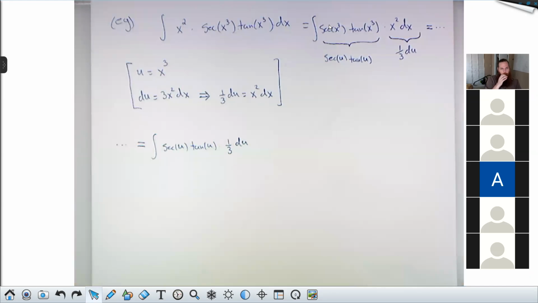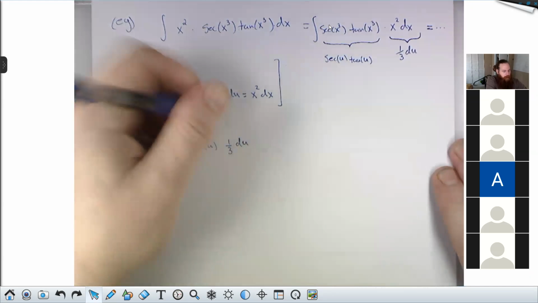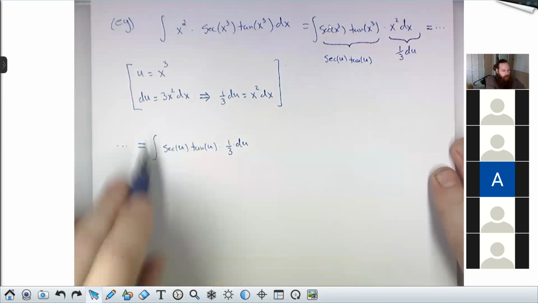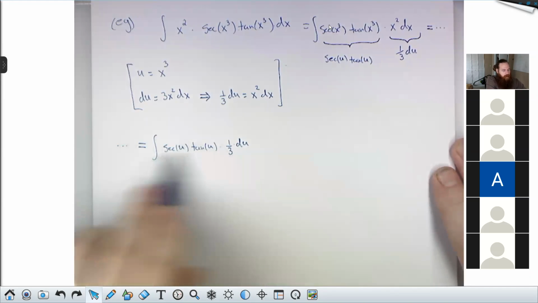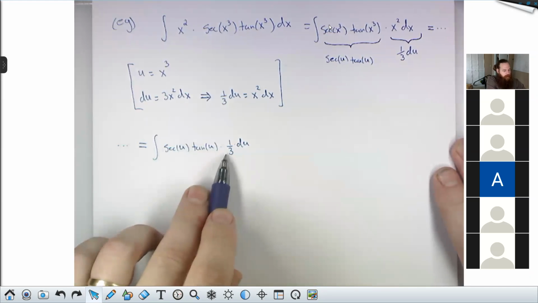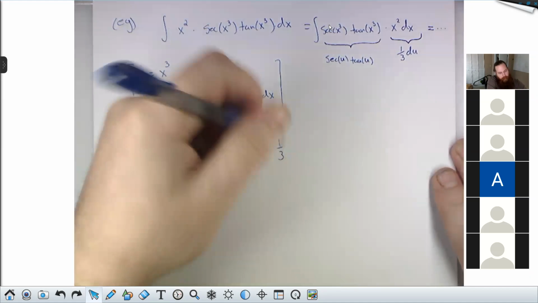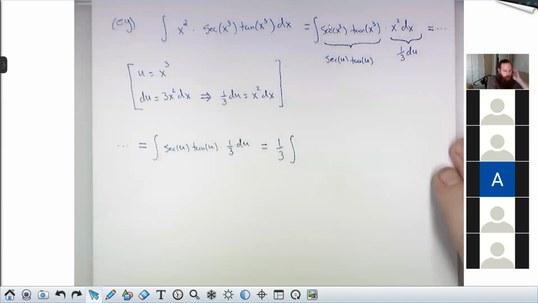You can move the 1/3 to the outside of the integral. Good. Again, because everything here is being multiplied, 1/3 is a factor of the integrand. In other words, it's a constant multiple of the thing inside the integral. So the 1/3 can come out, because the integral is a linear operator.